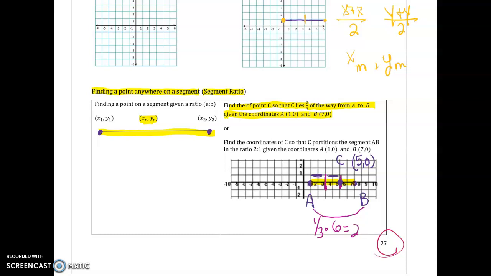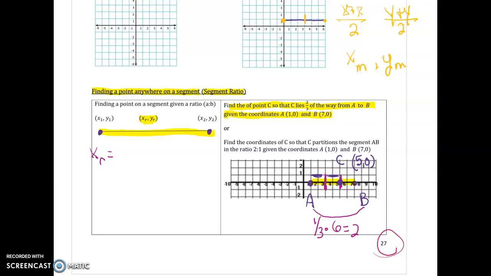Well, it is a point, so you're going to have to do this once for your x coordinate and once for your y coordinate. So we're going to make a formula for both. You'll see that they're actually just the same. So to find the x value of our segment ratio, like that point C that I found in the box to the right, first you would find out how long the segment is.